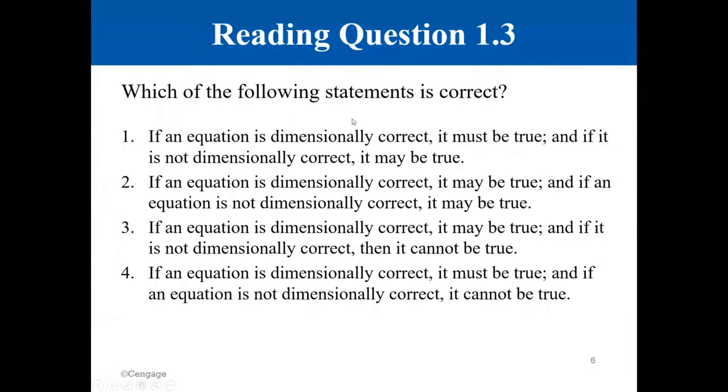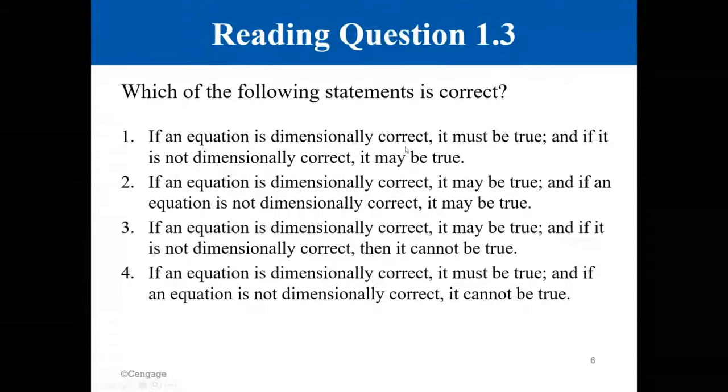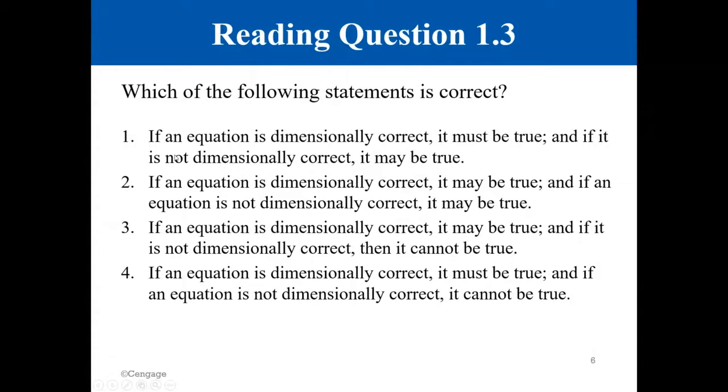Another example. Which of the following statements is correct? So here we are talking about dimensional analysis. Just like I said, the speed is measured in kilometers per hour or miles per hour. Mile or kilometer, these are dimensions of length. Hour, this is a dimension of time. We use dimensional analysis, as we will learn later in this lecture, to check equations, whether they are valid or not. So let's read.